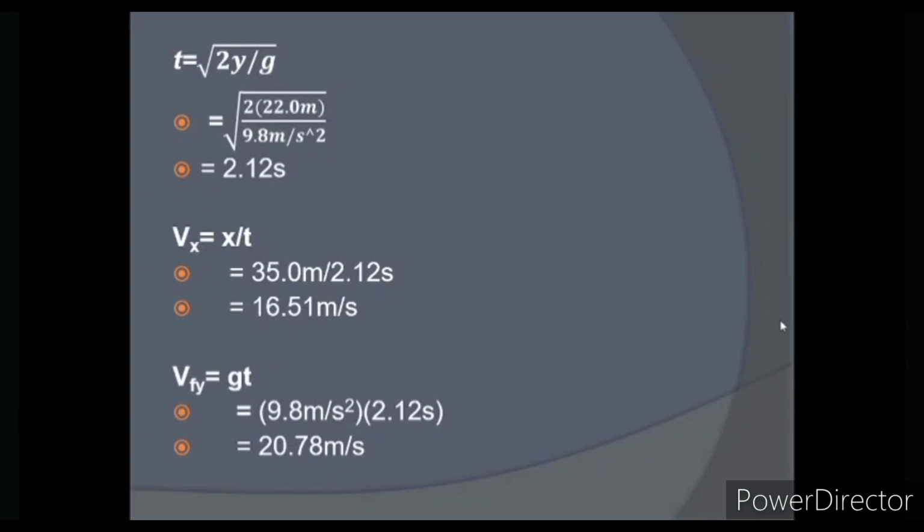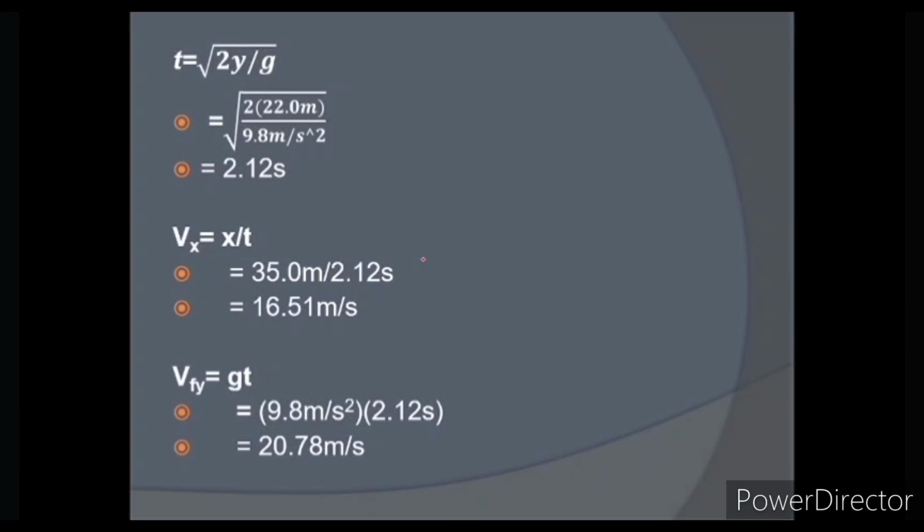Square root of 2 times the value of y, which is 22 meters, divided by 9.8. I won't put the m in the calculator since you can't enter that. So, 22 divided by 9.8, is equal to, and then we press this. The answer is 2.111189. As I said, always round off to the nearest hundredths, or two decimal places. So, you have 2.12 seconds. 2.12 seconds is our answer.